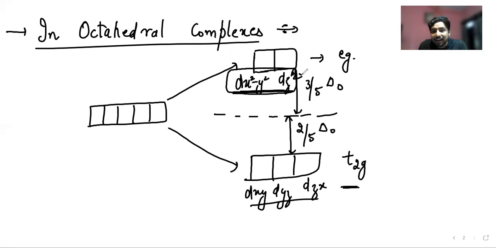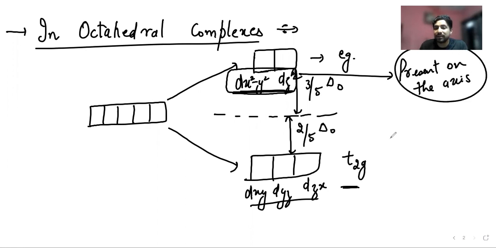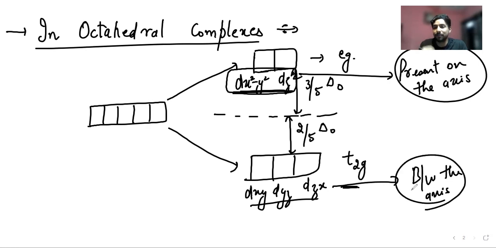Why do these have the higher energy? Because these are present on the axis. And why do they have the lower energy? Because these orbitals are present in between the axes.